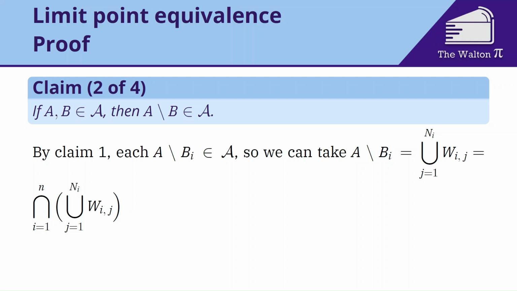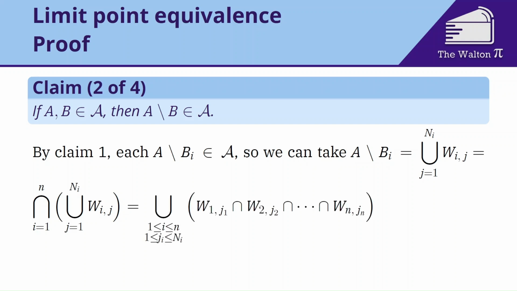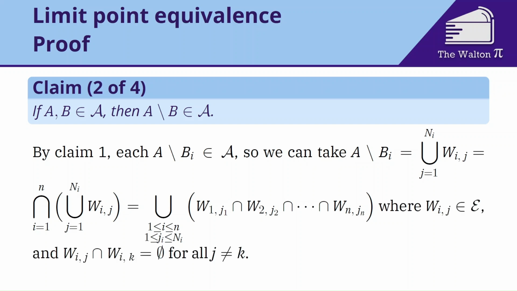And so then A minus B is going to be the intersection of all of these, and so we are able to write that as a union of W1J1s intersected with the W2J2s, and so on, where the Wij's are all in our elementary family, and Wij intersected with Wik is empty for every j not equal to k. Which then concludes our claim, because we've been able to write A minus B as this union of elements in our elementary family, and so we are able to say that A minus B is going to be in our proposed algebra.